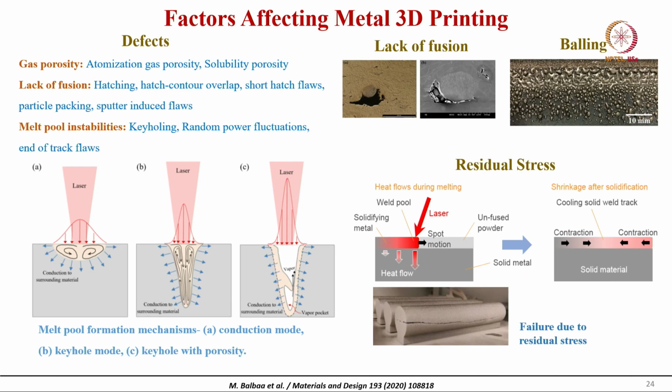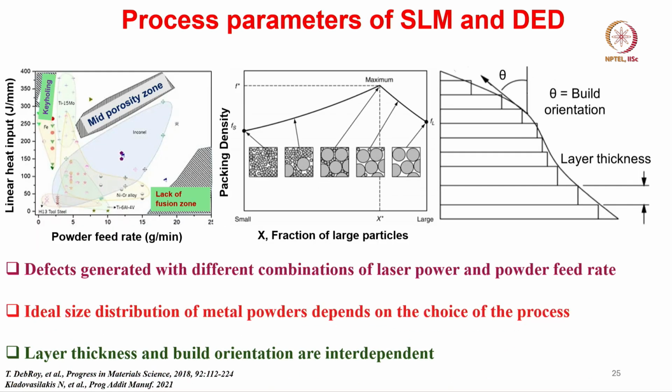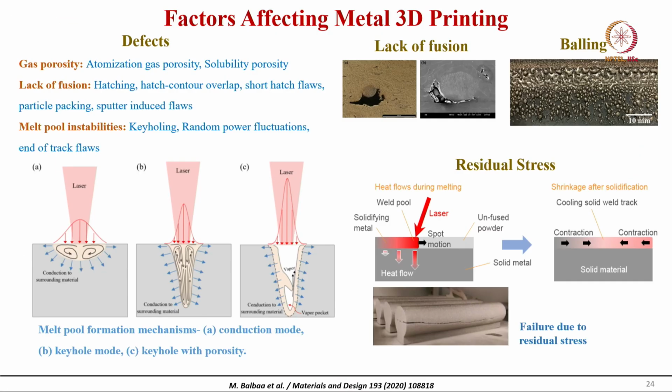What are the different factors that affect metal 3D printing? Different factors essentially determine the quality of the metal 3D printed products. Different factors mean mostly the defects like gas porosity, lack of fusion, melt pool instabilities and so on, and melt pool instabilities lead to keyholing, random power fluctuations and so on.